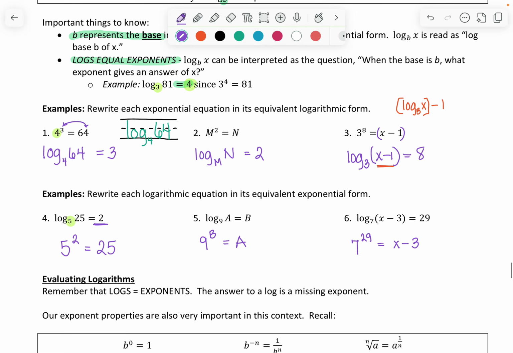We're going to stop with that part of the video right there, and we'll pick up with the next examples in just a few minutes.